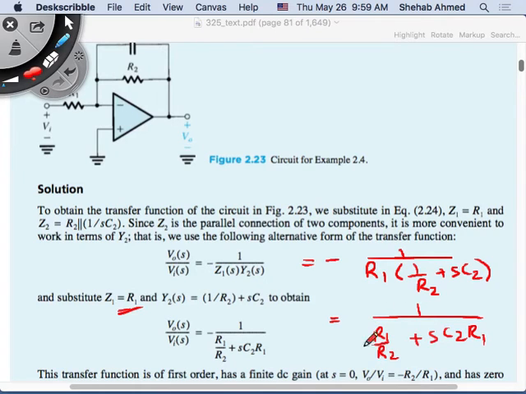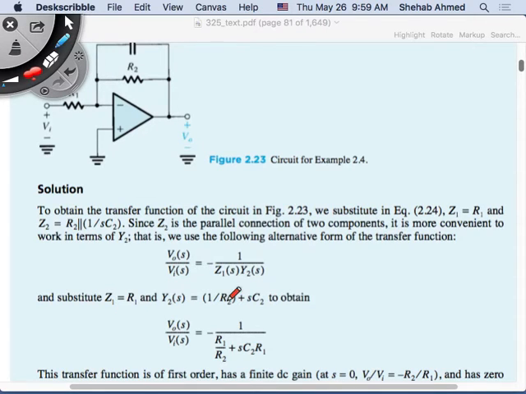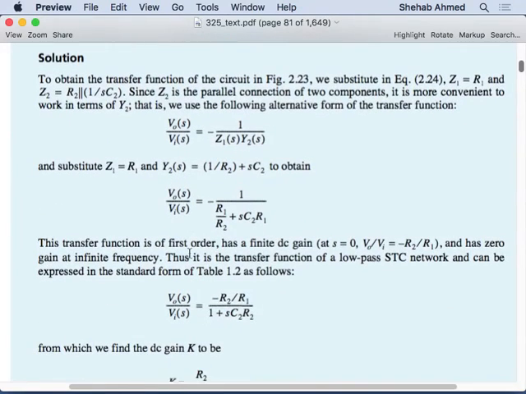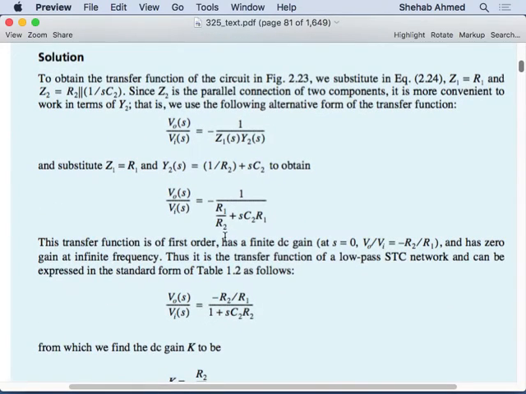Why is this interesting? Because if I make this 1, it starts to look like the single time constant circuit form that we had in the table. It was a DC gain over 1 plus S multiplied by something. So I can divide by R1 over R2, top and bottom. It becomes R2 over R1 in the numerator, and then 1 plus SC2 times R2 in the denominator.